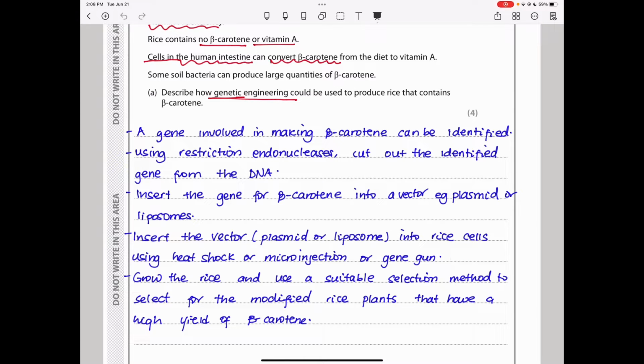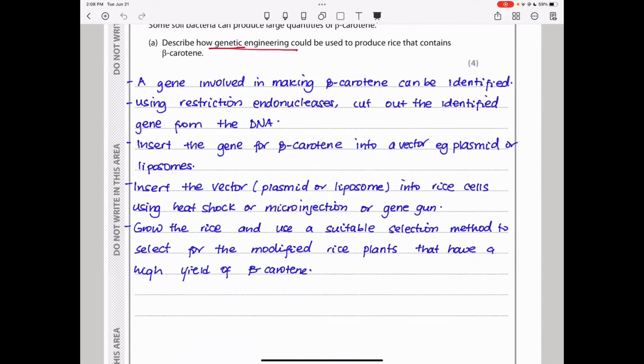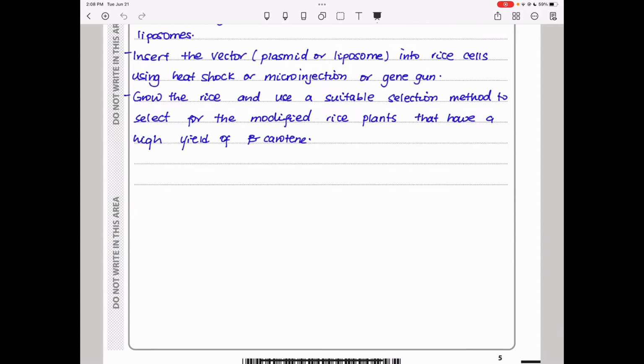So basically, we have to find a suitable selection method so that we can confirm 100% that that specific strain of rice has been transformed. A suitable selection method should be selected so that we can find out if the rice has been modified. The modified rice plant should be able to produce a high yield of beta-carotene in order for us to get what we desire.